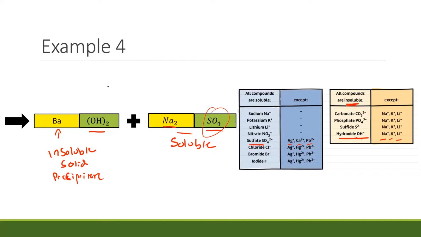So that's how we can quickly look at it when we deal with symbols. When you're dealing with symbols, all you have to do is just compare the symbols. Instead of looking at the names, look at the symbols.